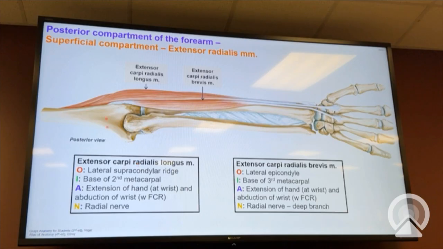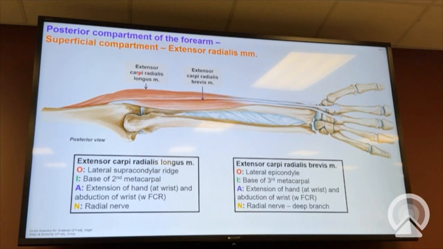Moving our way down here, still in the superficial compartment, we'll see two wrist extensors. This is nice. If we just notice these names, we'll see a long one and a short one, longus and brevis being short. See an extensor, so we know we're on the back side. We know it's not going to go to a digit. It's just going to cross the wrist, so it's a carpi. And it's on the radial side, not the ulnar side.